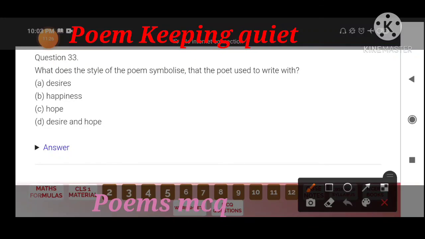What does the style of the poem symbolize that the poet used to write with? Desire, happiness, hope, desire and hope. So the answer is desire and hope.